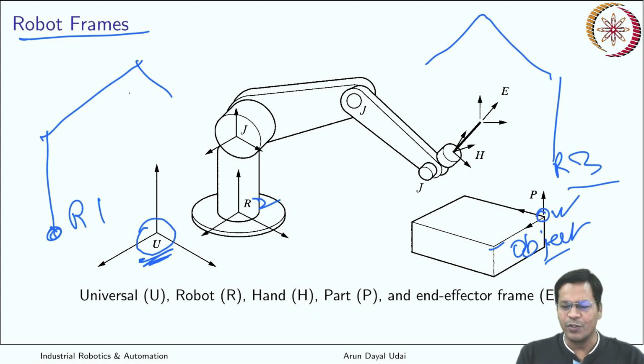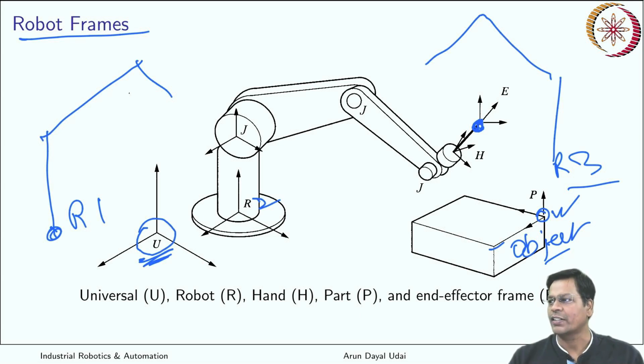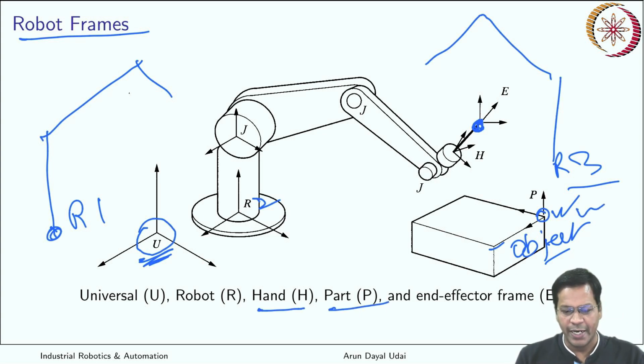That is known as an object frame. And then you have the robot's end effector frame. This is the point which is to be taken to the object to do something, right? That is known as your end effector frame, the robot's end effector frame. This is your part frame. And then you have a hand frame. This is your hand frame.